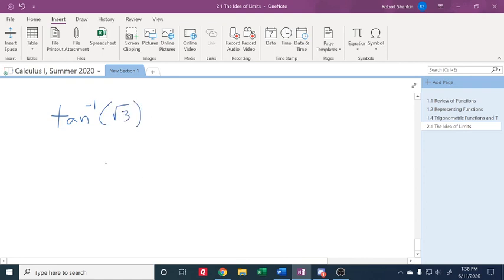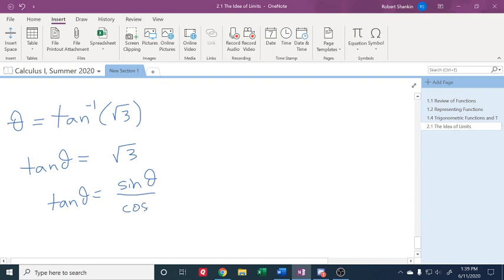Alright, so I'm looking for an angle theta. Now, for instance, if I put theta equals this, I could take the tangent of both sides and turn it into this. Tangent of theta is equal to the square root of 3. Now, the tangent is the same as the sine over the cosine.